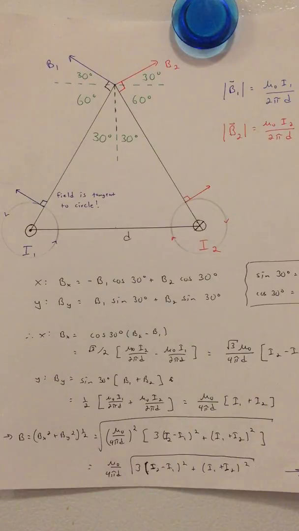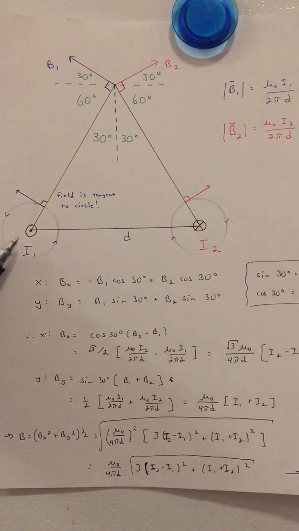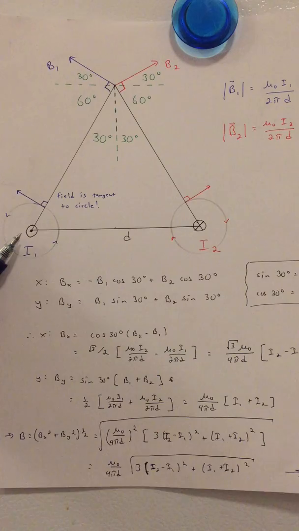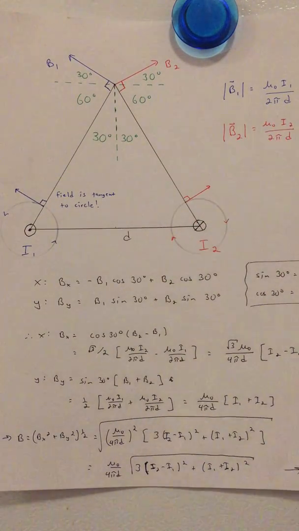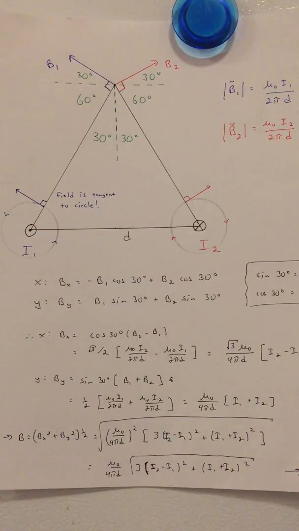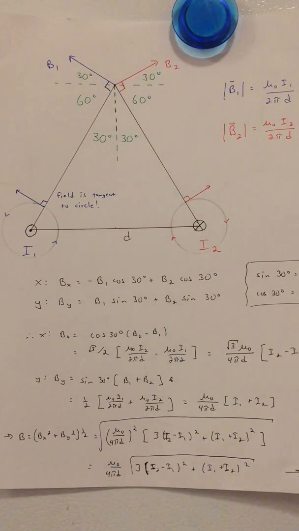So here's the setup. We have two currents situated at two vertices of an equilateral triangle. So we have current 1, which I've called I1 here. We have current I2. The I1 current is coming out of the page. The I2 current is going into the page. The triangle has a side D, so there's a distance D between the currents.